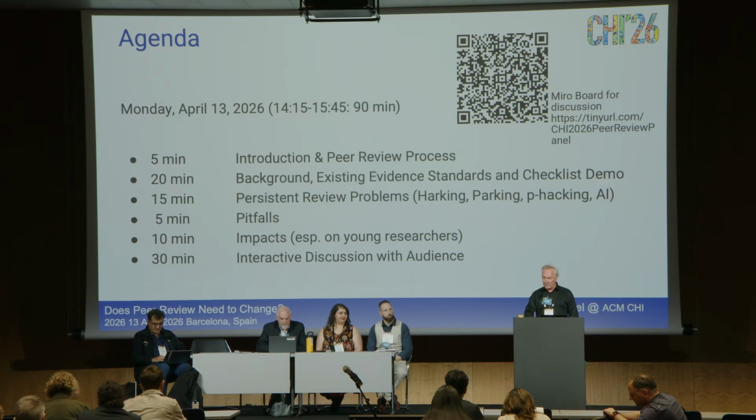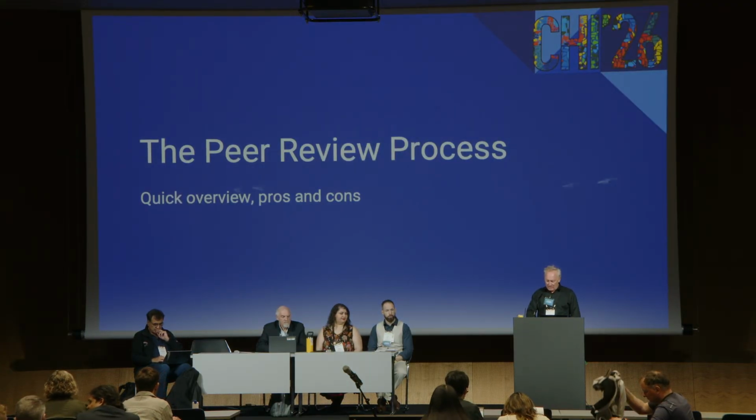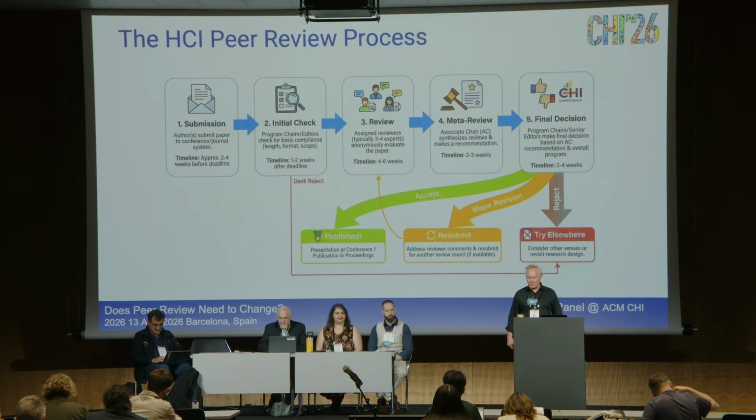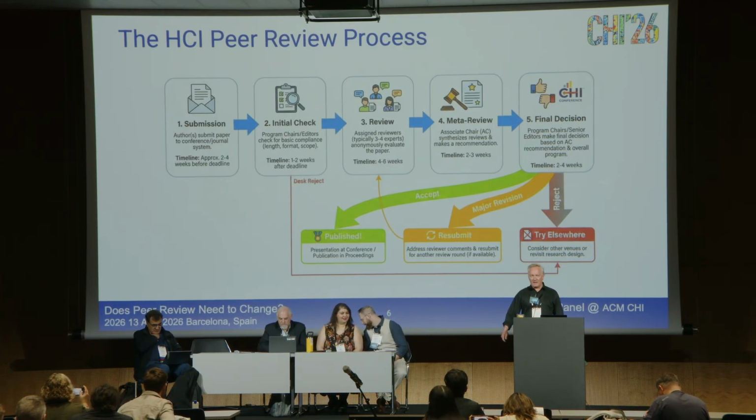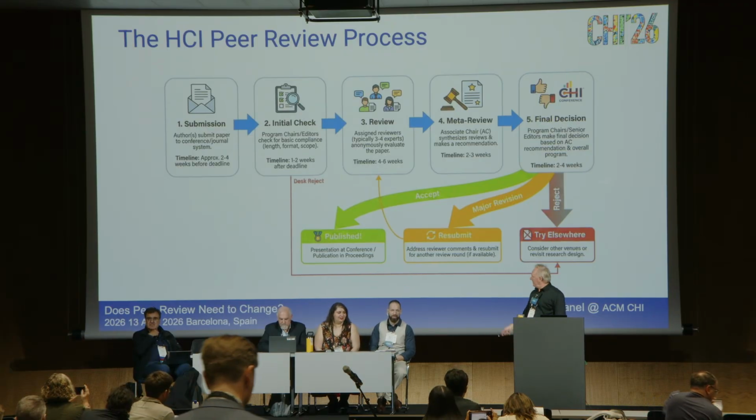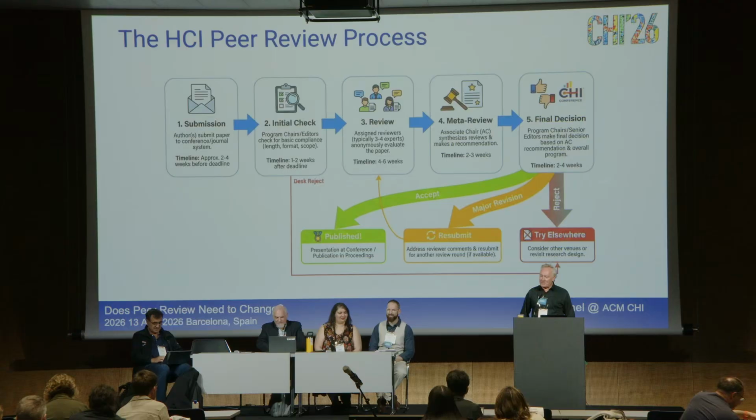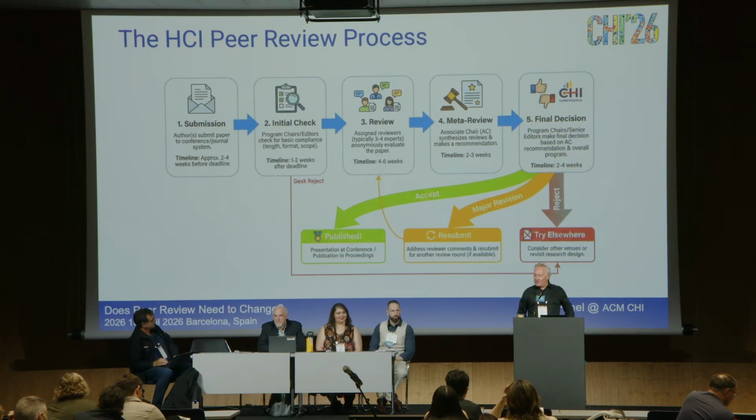So first we want to set up what we're talking about, what the standards are, why we should need them, do we need them, should they be required, etc. The peer review process, as you may know, looks sort of like this: we have the submission, initial check, the desk rejection. That's what happened to me this year, so I went down into the toilet. Then there's a review, meta review, and the final decision.